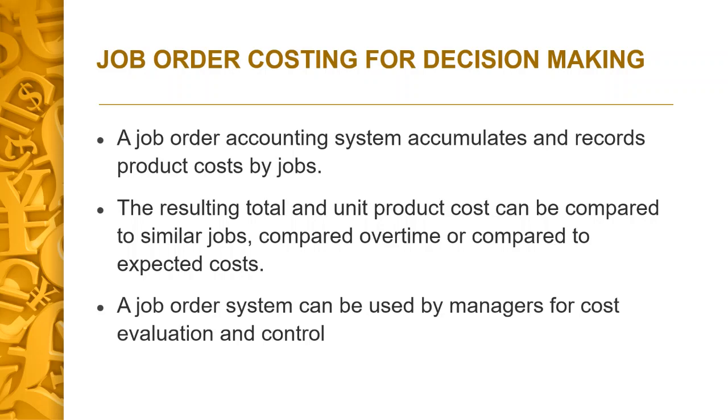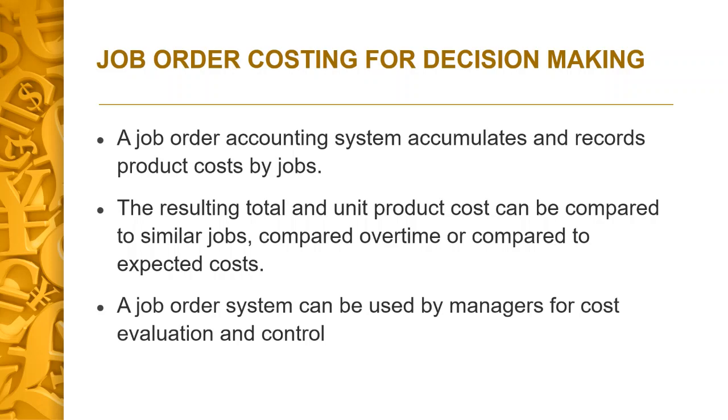Let's talk about this. A job order cost accounting system accumulates and records costs by jobs. The resulting total and unit product costs can be compared to similar jobs, compared over time, or compared to expected costs. And in this way, a job order cost system can be used by managers for cost evaluation and control.